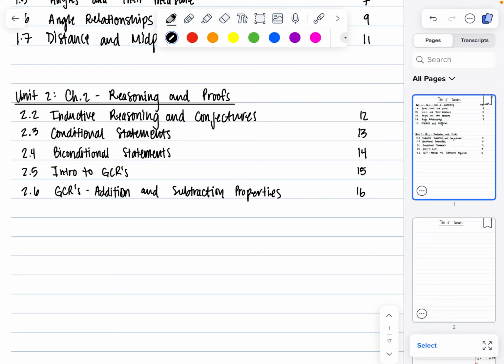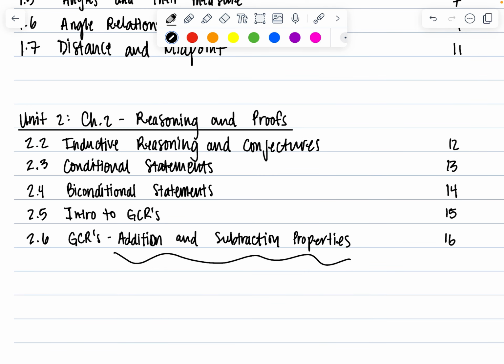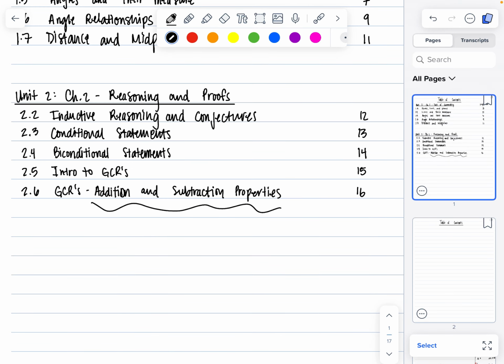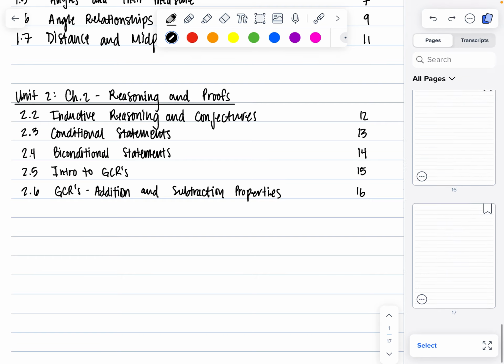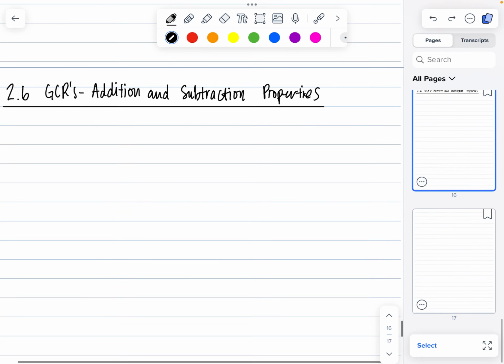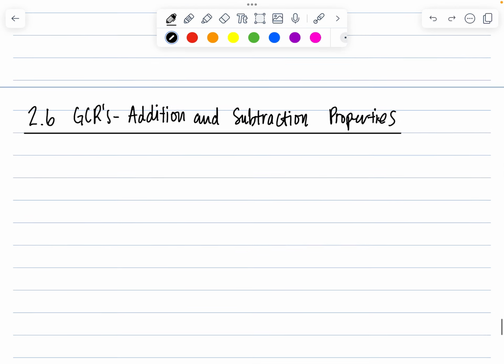Hello and welcome to our next lesson in our proofs unit, working with more GCRs, addition and subtraction properties. Go ahead and pause the video if you need to fill that in. And let me jump to the actual note page. This is my page 16. So go ahead and get this title down as well, and let's jump into it.